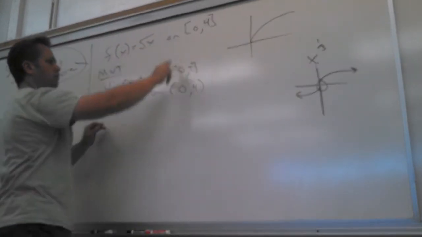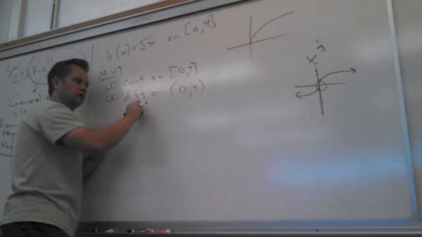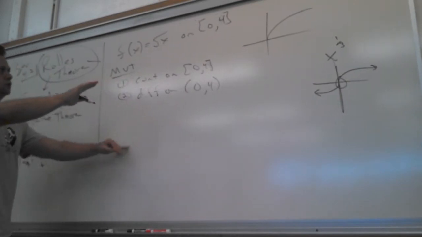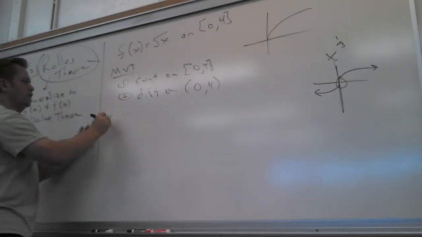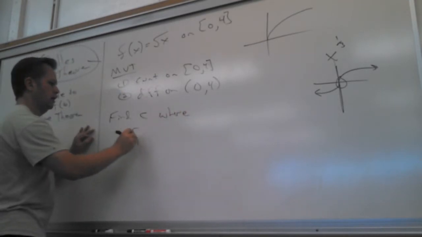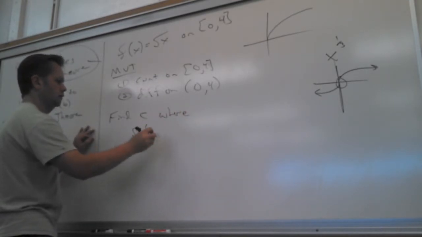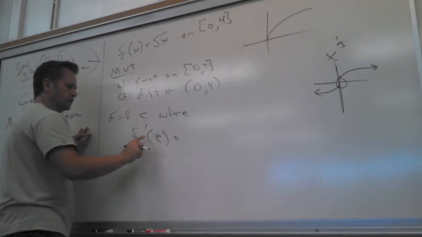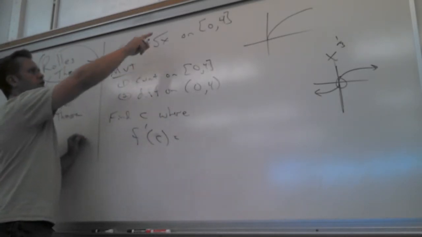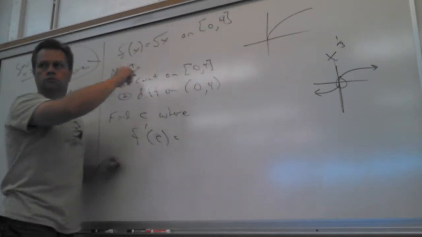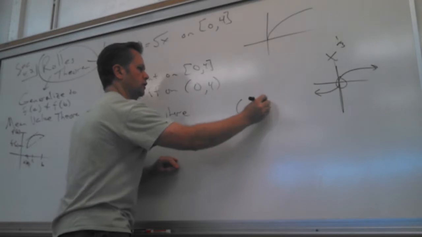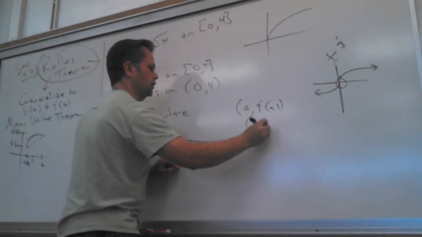So this does not have that problem because I only have to be differentiable on the open interval. So I want to find C where f prime of C, the slope of the tangent line at C, equals the slope of the function between these two. So how do I find the slope of the function between A, f of A, and B, f of B?